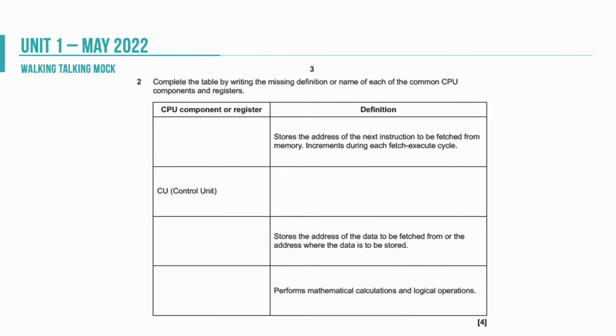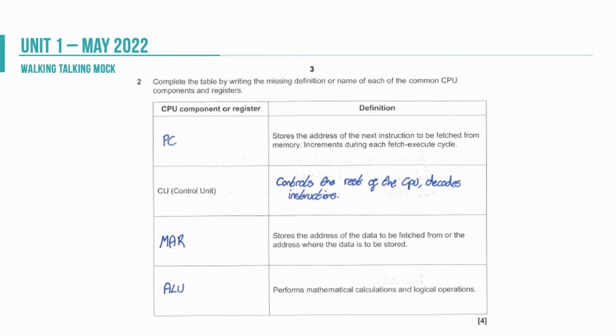We're then being asked around the von Neumann architecture, and it's asking me to complete the table by writing the missing definition below, or the name where the name is blank. And I'm looking for the different CPU components or registers. Now again, this I'm afraid is a question where you need to know those definitions and you need to know those labels, and the correct answers are shown there.